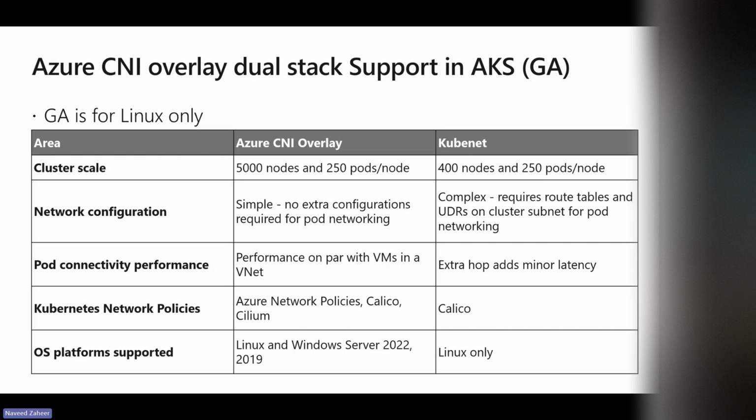Okay, so that's why I mentioned it. GA is for Linux only. Just for the comparison, I like showing you how many nodes and what the feature difference is between CNI overlay and KubeNet. Keep in mind KubeNet is only supported for Linux, while CNI overlay supports both Linux and Windows platforms. But the GA for dual stack is for Linux only. So I just want to make sure everybody is aware of it.